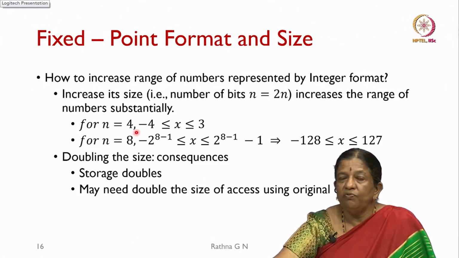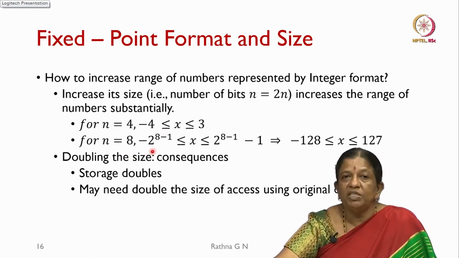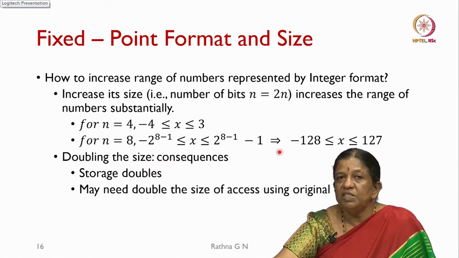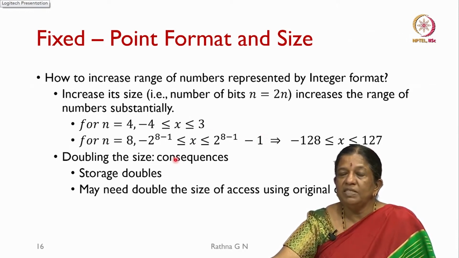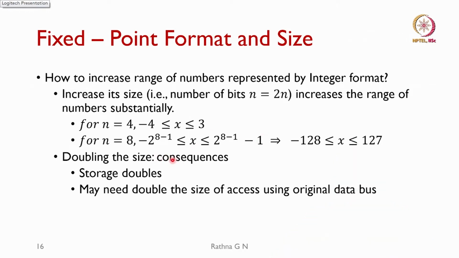For n is equal to 4, my representation is between minus 4 to 3. When I increase this n by 2 times, then n becomes 8. So, the range of numbers I will be representing is minus 2 power 8 minus 1 less than or equal to x, less than or equal to 2 power 8 minus 1 minus 1, which is equivalent to minus 128 less than or equal to x, which is less than or equal to 127. So, what will be the consequence of doubling the size of this number?